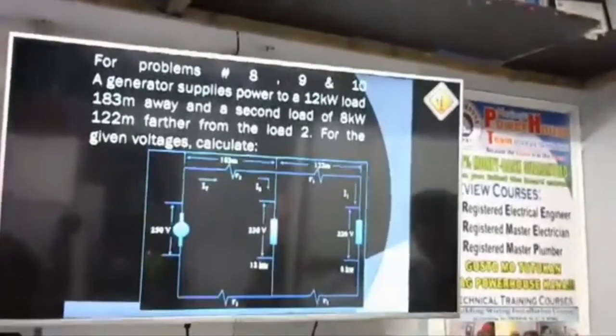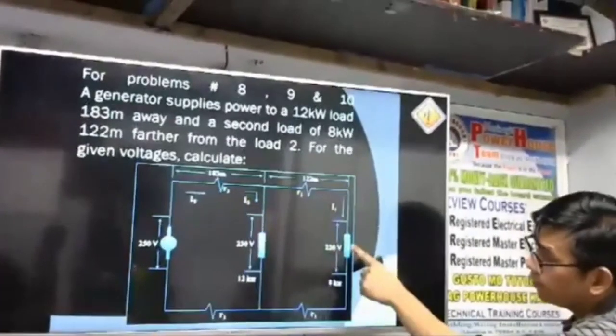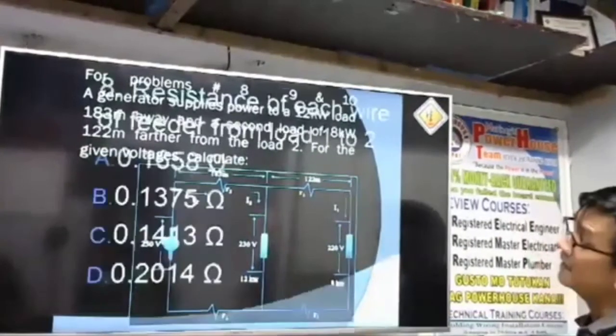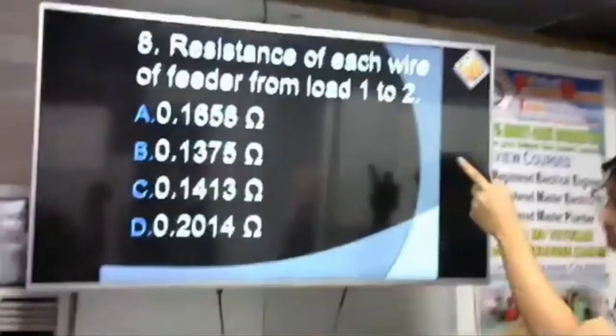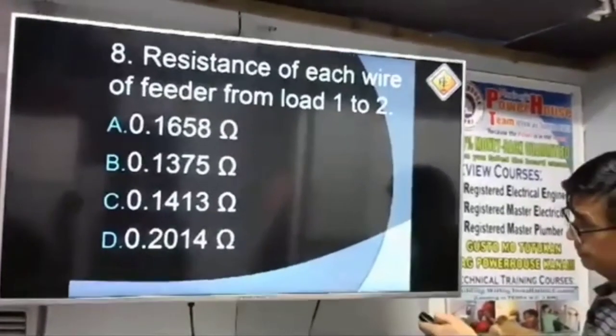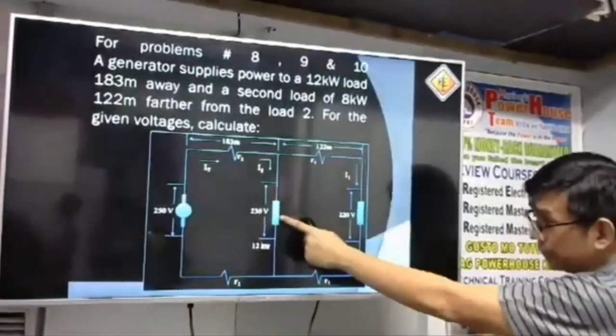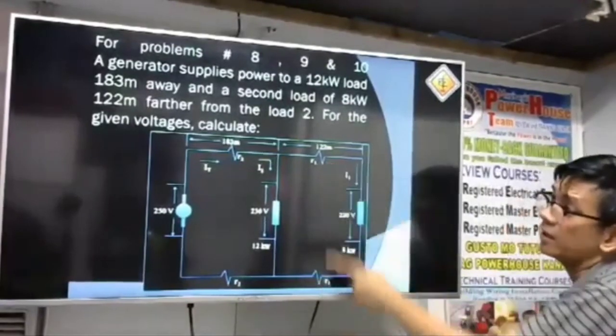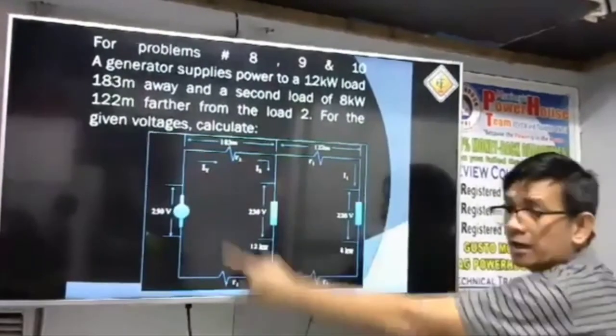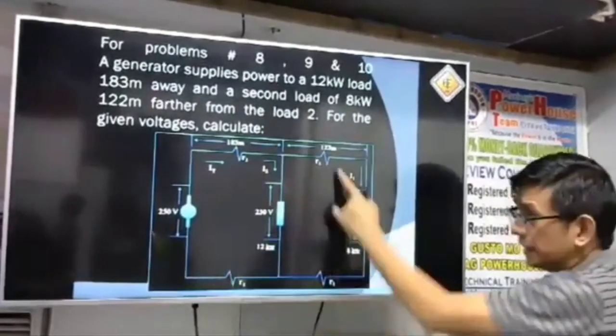From load 1 to load 2, what is the resistance of each wire of the feeder? Meaning the question here is simply our R1. Take note that this is our R1 and this is our R2.